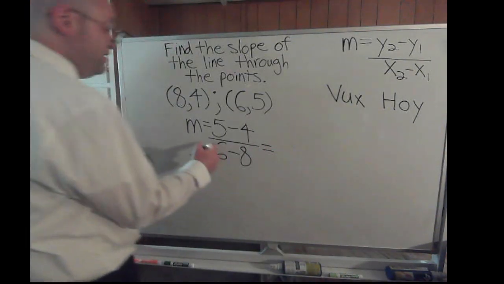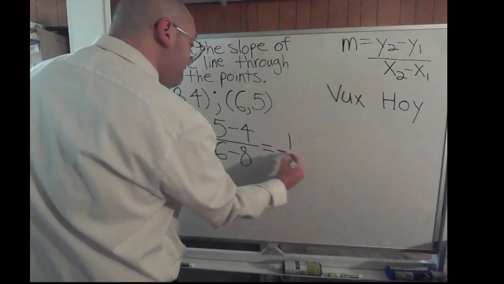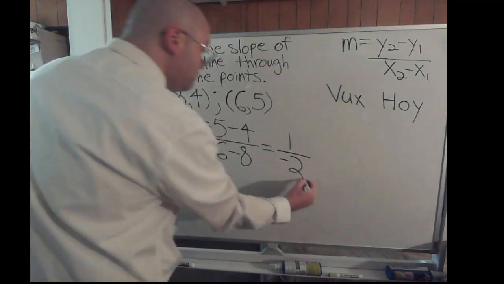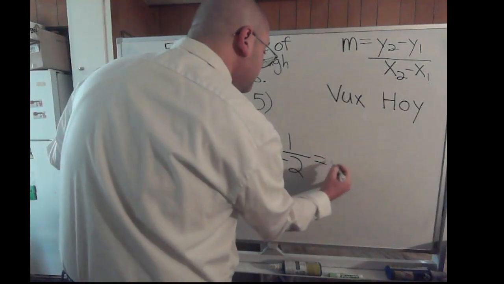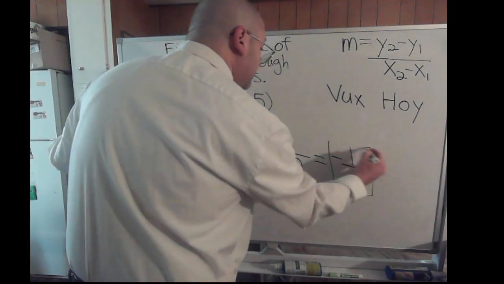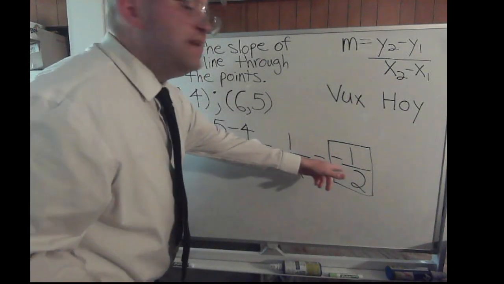Now, let's do the math here. So in the numerator, 5 minus 4, that's 1. 6 minus 8 in the denominator, that's negative 2, which we know 1 over negative 2 is negative 1/2. So the slope of the line between 8, 4 and 6, 5 is negative 1/2.